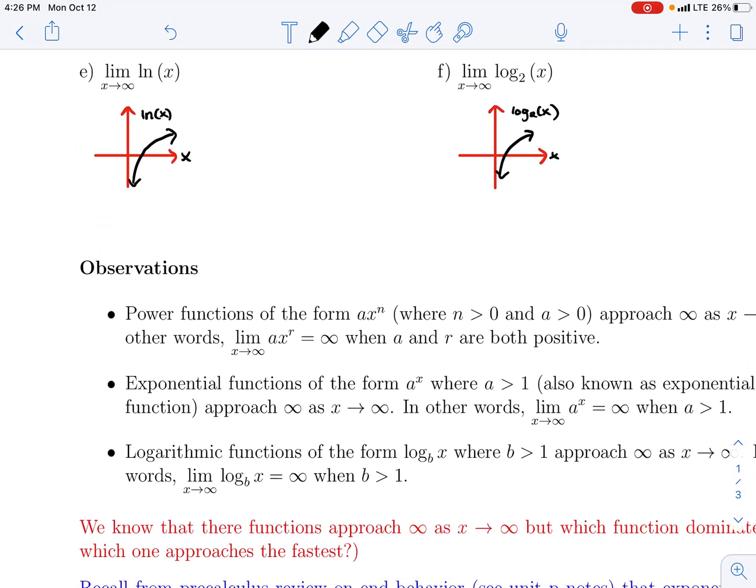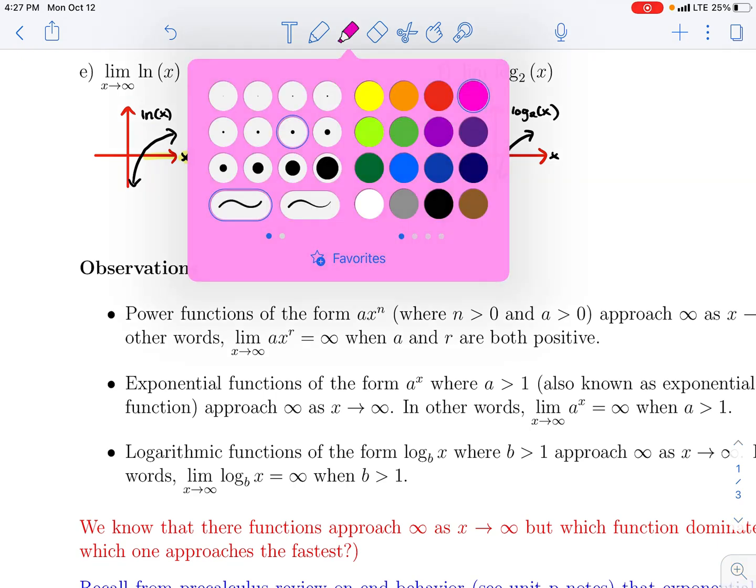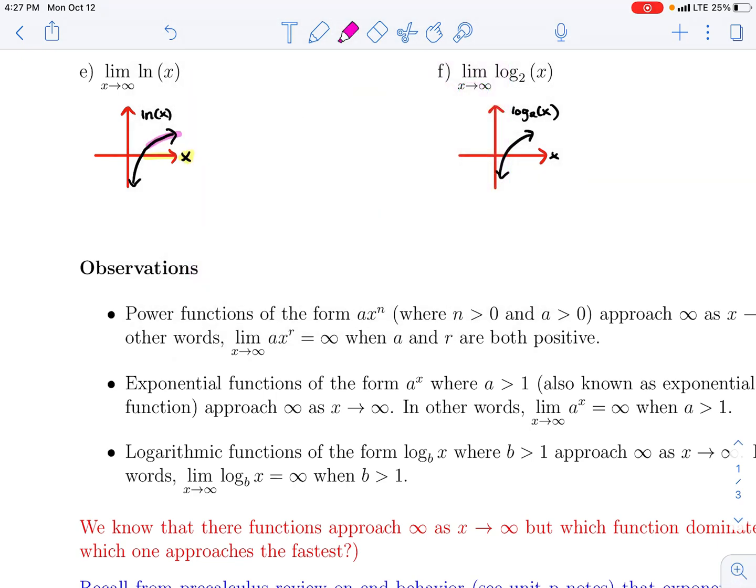Okay, what about with logarithmics here? What about with the natural log? Well, if I look at part E here, I see that, again, as my x values are getting bigger, what's happening to my graph? Well, my graph here is getting bigger as well, right? The ln x values are also getting bigger as well, and so here I would say that the limit is equal to infinity.